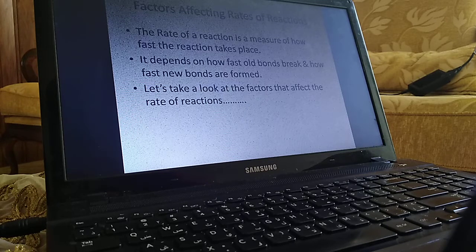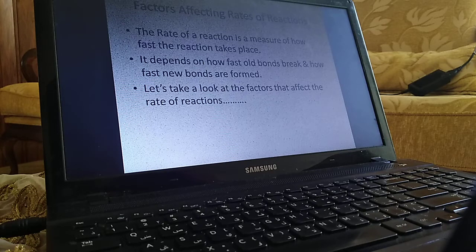Today we're going to continue the lesson that we began before the holiday, energy and rates of reaction. We began talking about factors that affect the rate of reactions. Let me remind you that the rate of a reaction is a measure of how fast the reaction takes place. Some reactions are fast, some reactions are slow. Now we're going to learn what controls how fast or slow the reaction is.